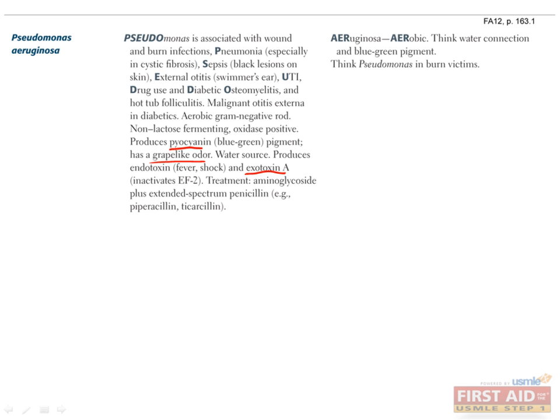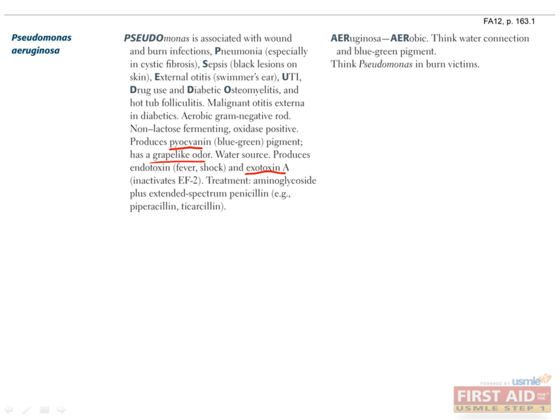Exotoxin A, which inhibits the elongation factor 2 to disrupt protein synthesis in human cells. Do you remember which other organism can inhibit EF2? Corynebacterium diphtheriae via ADP ribosylation. Endotoxin is an important cause of Pseudomonal sepsis.